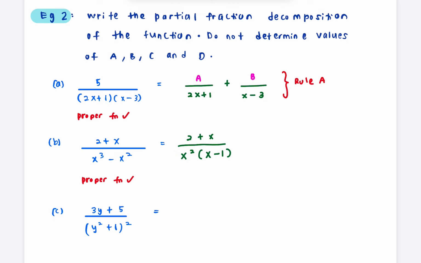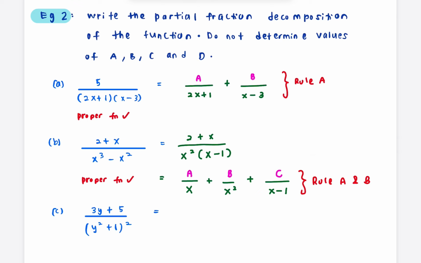Okay. So how many fractions do you want to decompose? 3. The first one is over x. The second one is over x squared. The third one is over x minus 1. Okay. Then what is your numerator? All unknown A, B and C. So this one is applying rule A and also rule B. Okay, look at part C.